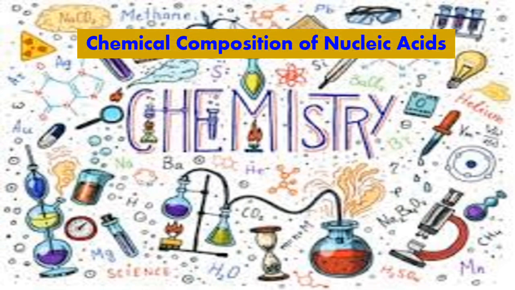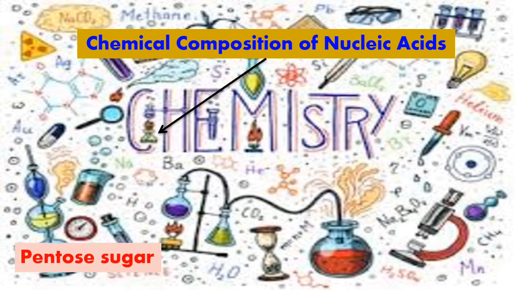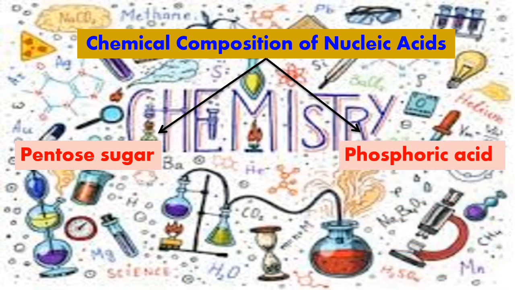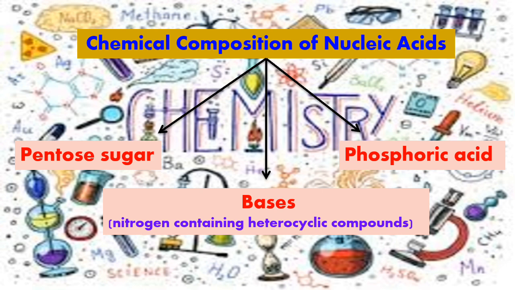Chemical composition of nucleic acids. Nucleic acids are composed of three chemicals. First one is pentose sugar, a carbohydrate, a monosaccharide composed of 5 carbon atoms. The second component of nucleic acid is a phosphoric acid moiety, and the third component is nitrogenous bases. Different nitrogenous bases are there in a nucleic acid, and these nitrogen-containing heterocyclic compounds are called bases. These are the three components of nucleic acid: pentose sugar, phosphoric acid, and nitrogen-containing heterocyclic compounds called bases.